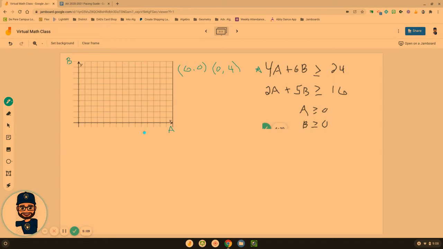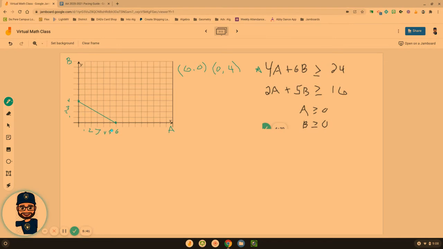Let's graph that right away. Looks like we can probably count by ones. So 1, 2, 3, 4, 5, 6. So there's my x-intercept. My y-intercept, 1, 2, 3, 4, 0, comma 4. And so we connect those.